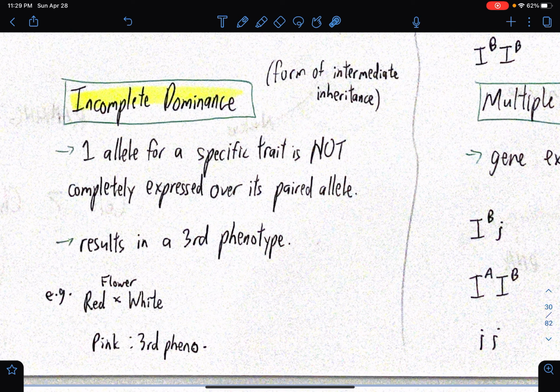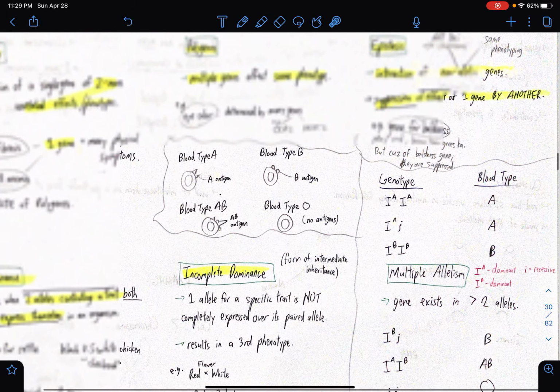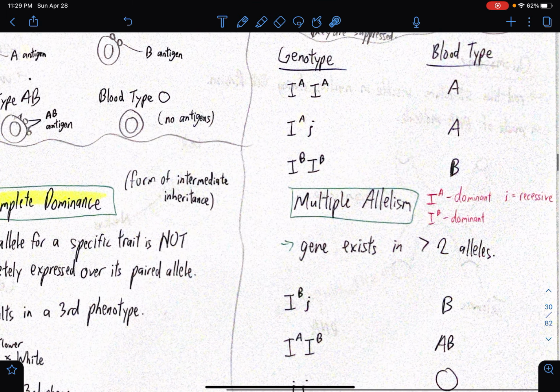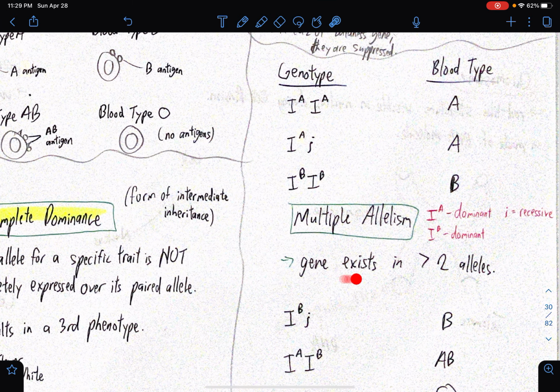So what is incomplete dominance basically? It's one allele for a specific trait that is basically not completely expressed over its paired allele. It's a form of intermediate inheritance. Okay? Next, we have multiple allelism. So the gene exists in more than two alleles.